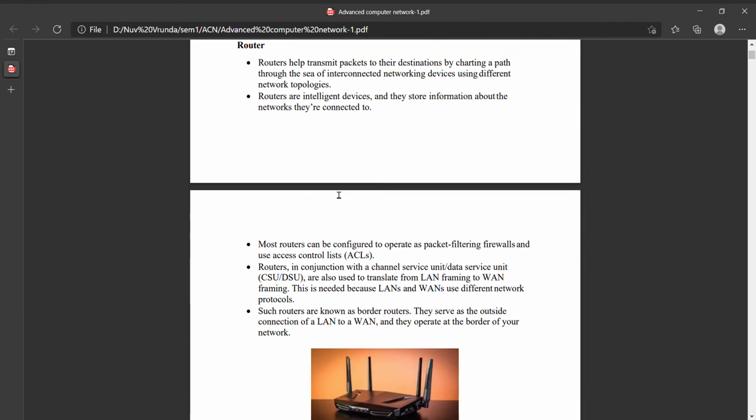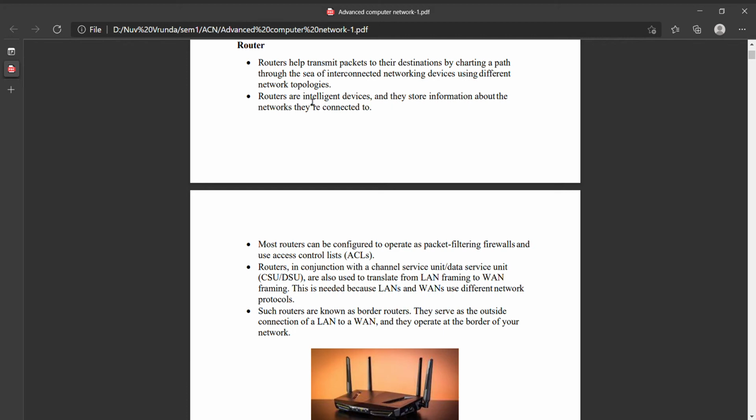Now the router. Okay, we all use routers. Routers help transmit packets to their destination by charting a path through the sea of interconnected networking devices using different network topologies. Basically, routers are used to transmit data packets from a source to destination devices using different topologies like mesh topology, bus topology, star topology. Routers are intelligent devices. Why are we calling them intelligent?